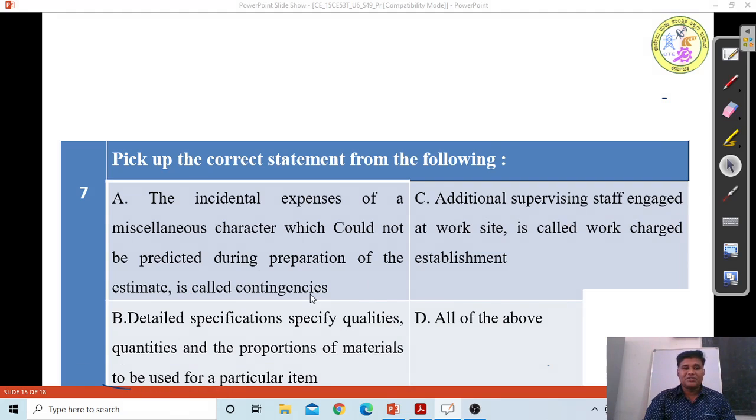As I told you in the previous session, contingency means any accidental or miscellaneous items. Work charge establishment means engaging supervising staff. And detailed specification means there will be mentioning of quality, quantity and proportion. So all of the above is the right answer.